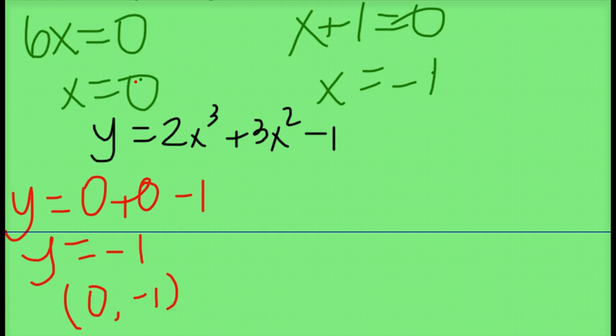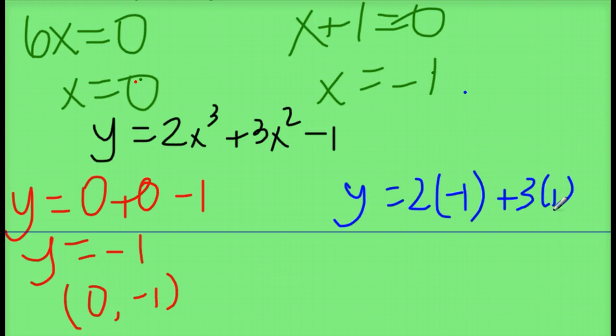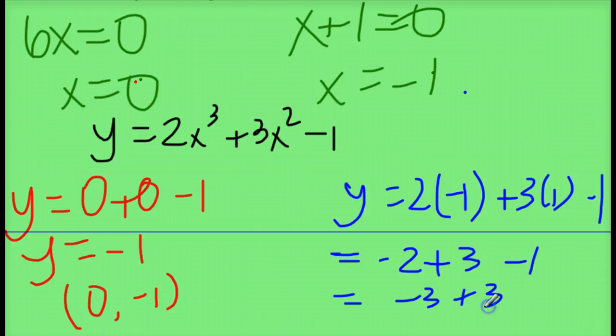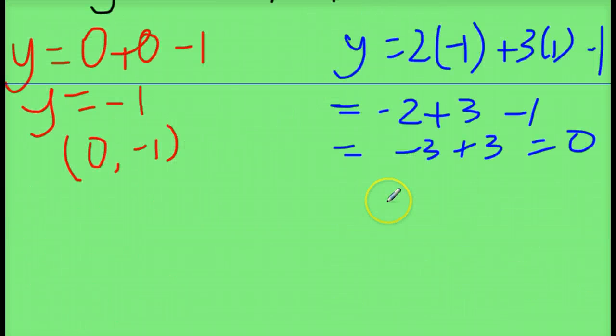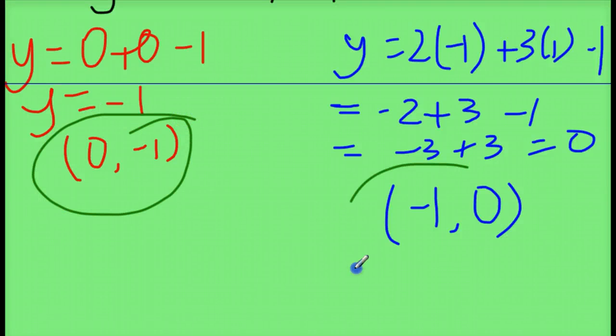Right? So if I plug in negative 1, I get y is equal to 2 times negative 1. Negative 1 to the third is negative 1. Plus 3 times 1, because negative 1 squared is 1, minus 1. And I get negative 2 plus 3 minus 1. And that gives me negative 3 plus 3, which is equal to 0. So this last point, if I extend this page, is going to be x was negative 1 and y was 0. So I have 2 points, one of which is (0, negative 1), and (negative 1, 0).